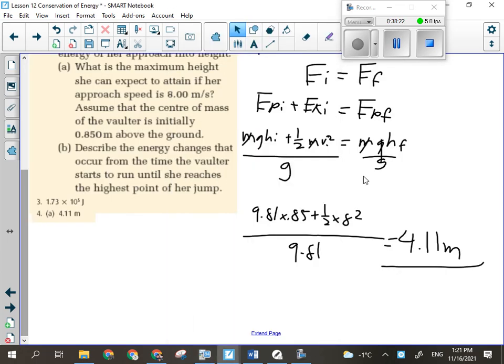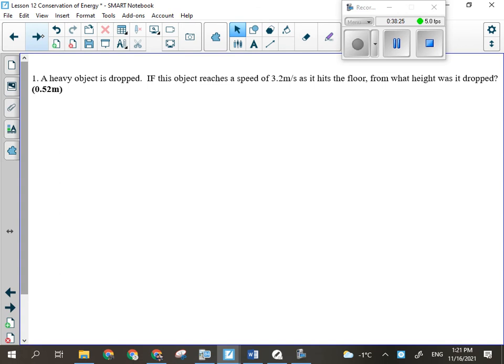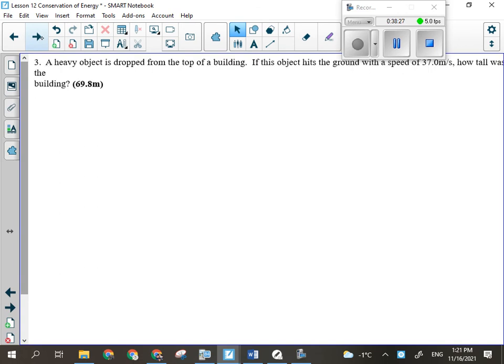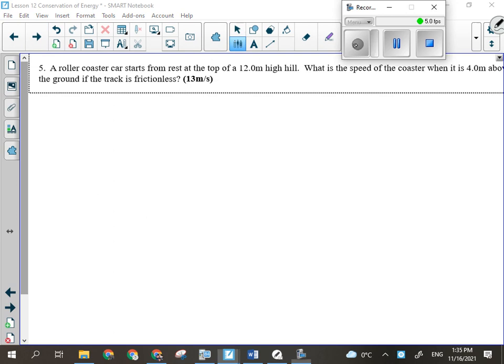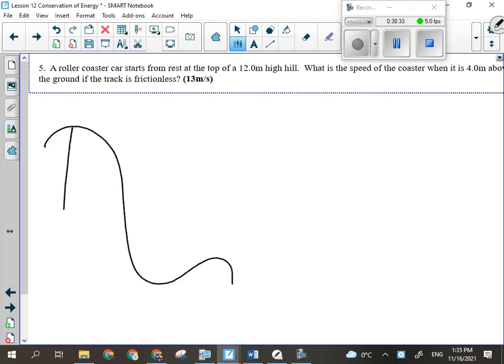Before we get into these, I'm going to give you guys a quick break. All right, so for this one, this is what we got. Start of a 12-meter high hill, and it starts from rest.